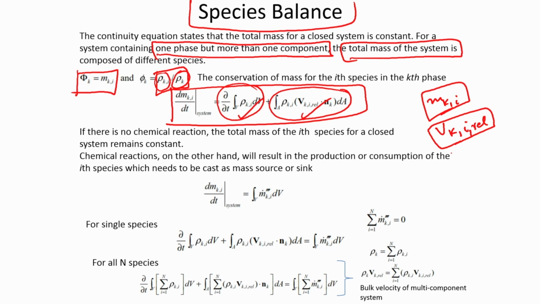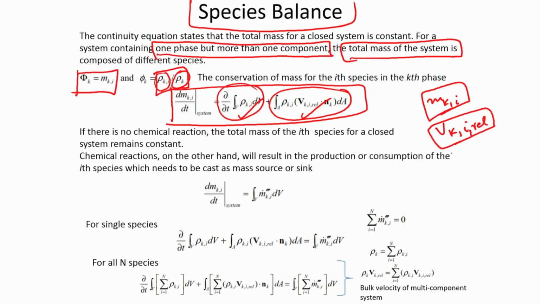So, it is exactly like a continuity equation, because if there is no reaction, say for example, in a vessel, you have water vapor, air, CO2, nitrogen, everything put together like this room. This is a multi-component system, but here you do not have any chemical reaction. So, if you do not have any chemical reaction, the total mass of the ith species remains constant. So, species wise, it is almost like a mass conservation.